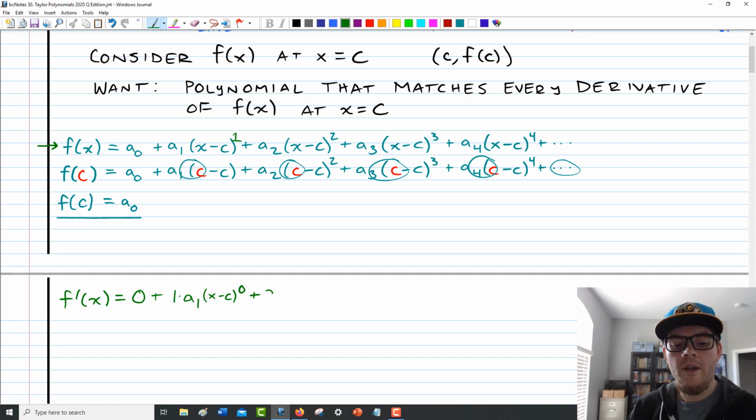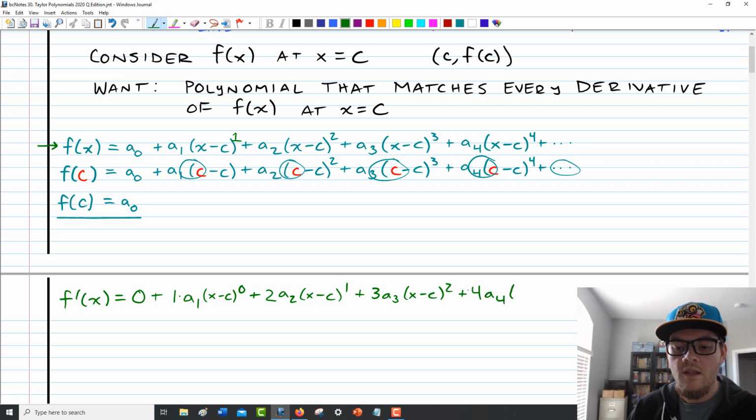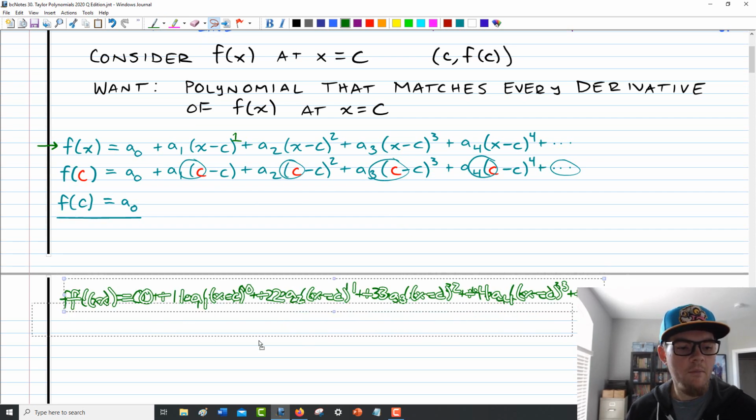For the next term, we'll bring down the 2. That's just the power rule, right? X to the n's derivative is n x to the n minus 1. This will be 2a sub 2 times x minus c to the first. Then it'll be 3a sub 3 times x minus c to the second. And then 4a sub 4 times x minus c to the third. And you can imagine if we kept going and we wanted to see more terms, we could absolutely do that, but we're just not going to at this point. So there is f prime of x.